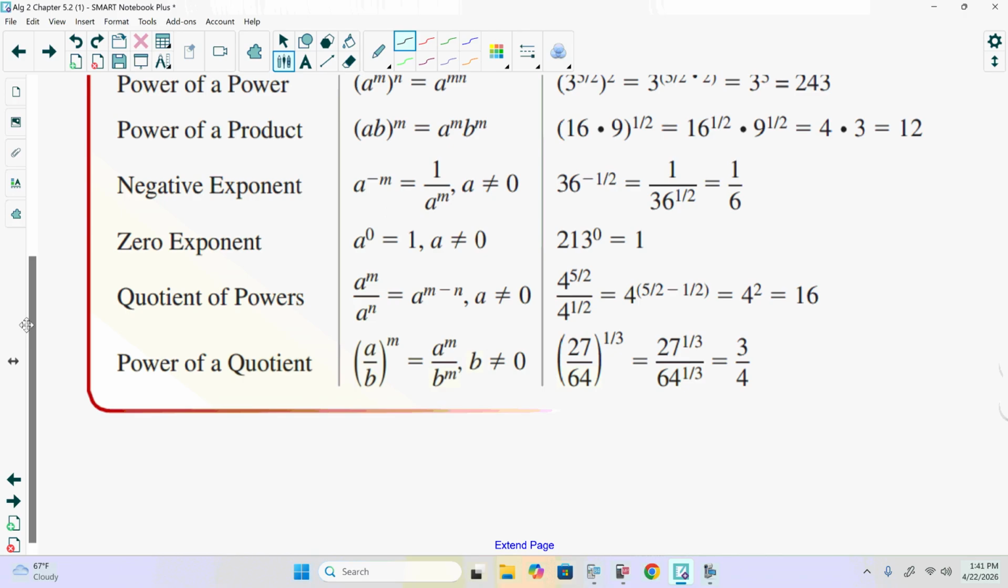Quotient of a power: if I have two things being divided, like bases being divided, we subtract the exponents. Power of a quotient: if I have two things being divided to the same power, we can apply that power to both terms. Or vice versa, we can remove that power from both terms. We can go from one side to the other.